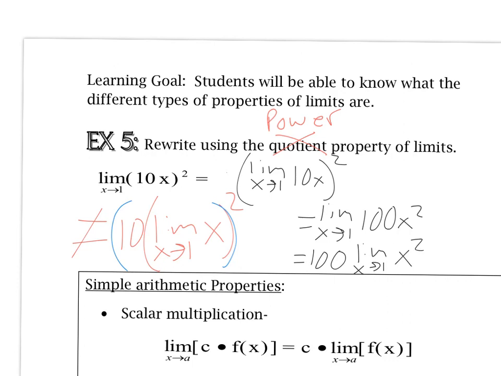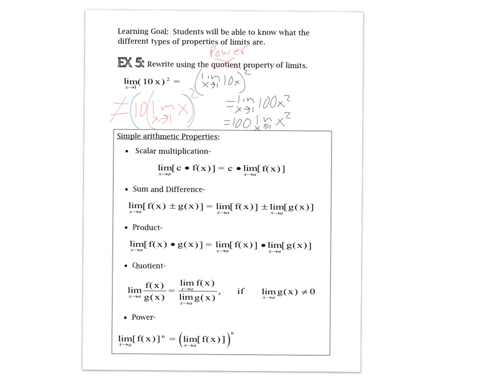Hope you guys are understanding some of these properties here. It's basically just as long as you're using order of operations and putting that limit sign anytime you create a new term or separate terms, then you should be fine. So again, those are your properties there. Pretty straightforward. See you guys in the next video.